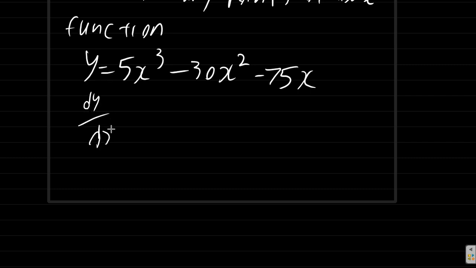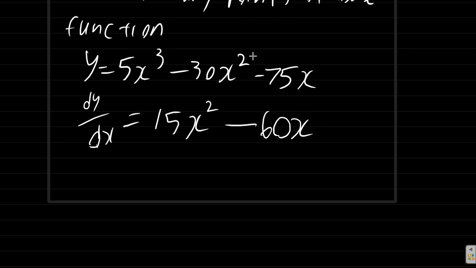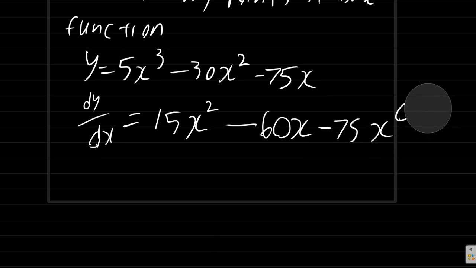dy by dx would be what? 5 times 3 is 15, x squared. Remember the power rule, multiply by the power, then minus 1 from the old power to get a new power. Minus 2 times 30 is 60, x to the 1. 2 minus 1 is 1. This is x to the 1, so 1 times negative 75 is negative 75. The power was 1. When you say 1 minus 1, it's 0. But what is x to the 0? x to the 0 equals 1. So you can just put that there.